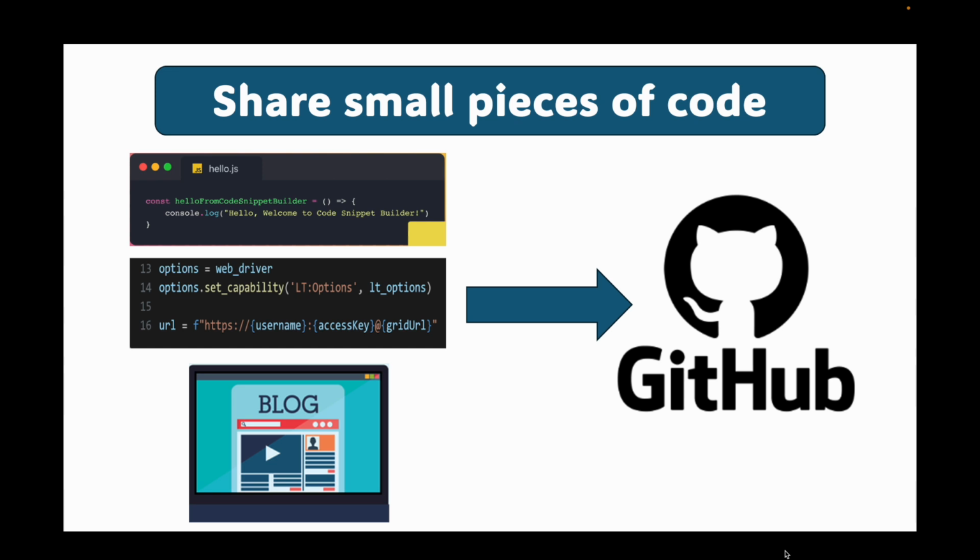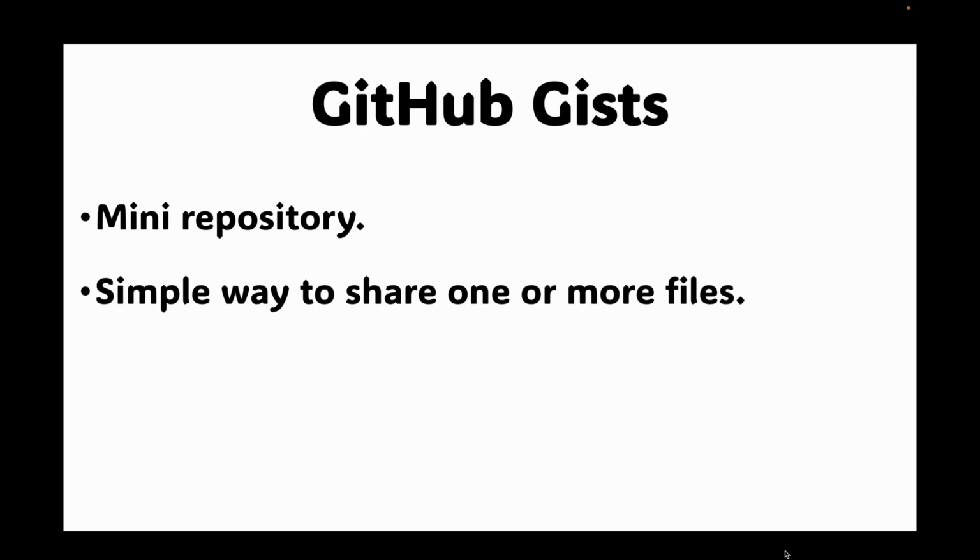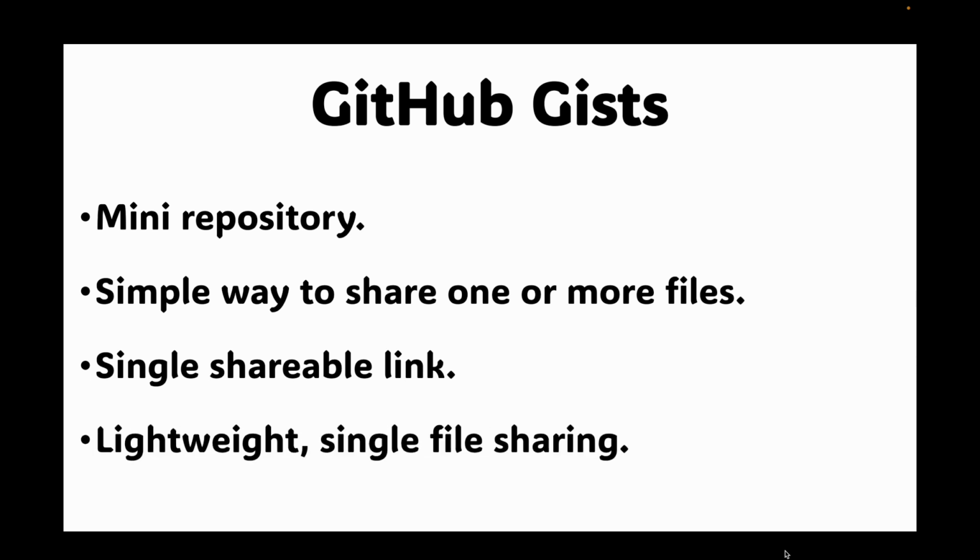First, let's talk a bit about Gist. Gist is essentially a mini repository. It's a very simple way to share one or more files in a single shareable link. While a full Git repository is designed for entire projects with branches, extensive history, and multiple collaborators, a Gist is designed for lightweight single file sharing. Now, under the hood, every Gist is a Git repository, so you can still clone it, fork it, and see its full version history. This means even a tiny code snippet has a full history of changes, which is a powerful feature for debugging and collaboration.